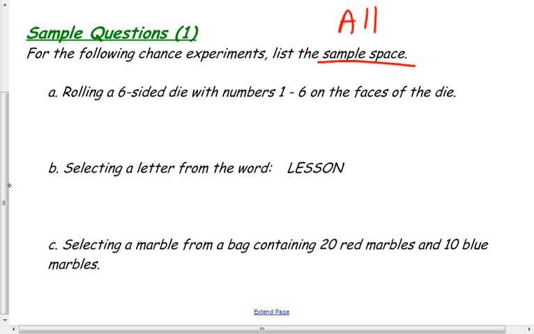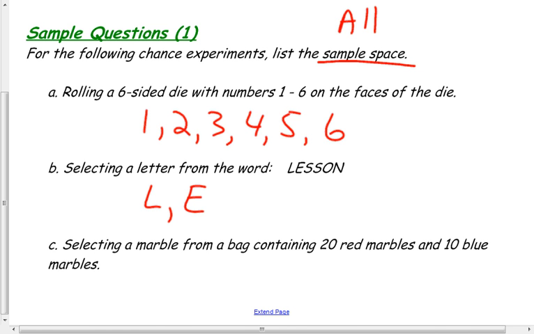Well, what can we get? Well, we can either get a 1, a 2, a 3, a 4, a 5, or a 6. So those are the 6 possible outcomes that we can have. So that's our sample space. What if we select a letter from the word lesson? We want to think about the letters that we can possibly choose. Well, we can either get an L, we can pick an E, we can pick an S. I don't need to write this second S because I already wrote an S right here. We can also have an O or we can have an N.